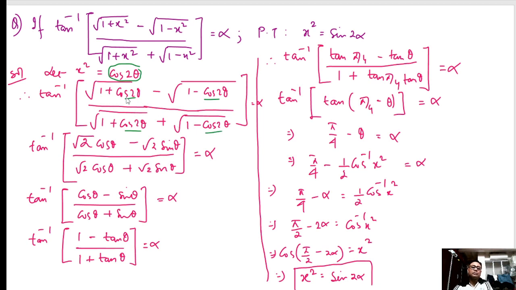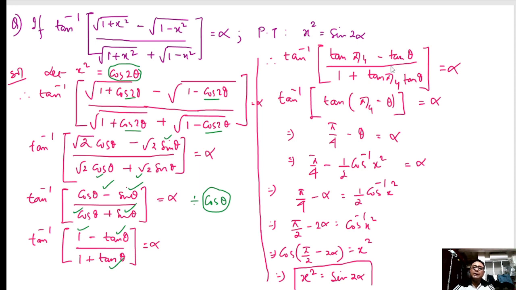And 1 plus cos 2 theta is 2 cos square theta. So root 2 remains under root, and cos square theta comes out as cos theta. 1 minus cos 2 theta is 2 sine square theta. So it becomes this, so root 2 will be cut out. Now we are dividing by cos theta, up and down. So this will cut out as 1, this will become tan theta, this will become 1, this will become tan theta.